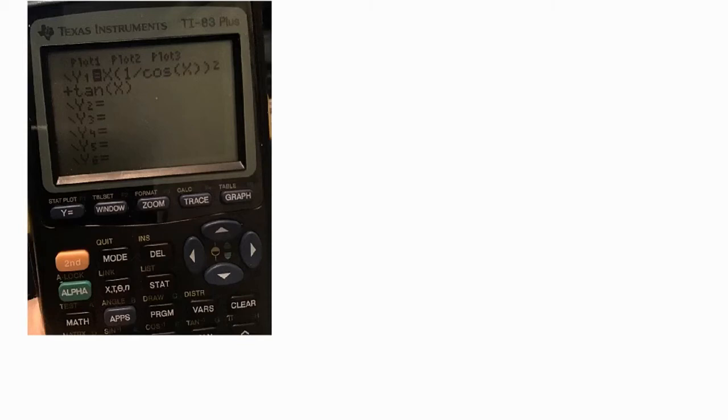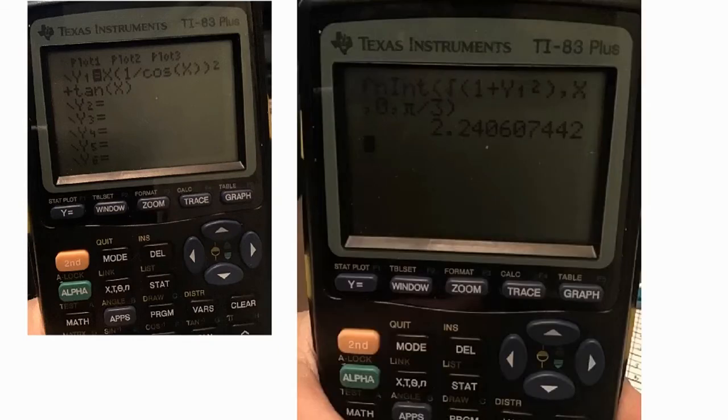Now take a look at what I did here, and I really encourage you to do this. In the y equals screen, I typed in the derivative. I typed in the secant squared very carefully as 1 over cosine squared, but I am using the y equals screen as a storage spot for this complicated equation. Now, with a very careful typing of the fnInt formula, I can actually just type the square root of 1 plus y1 squared.